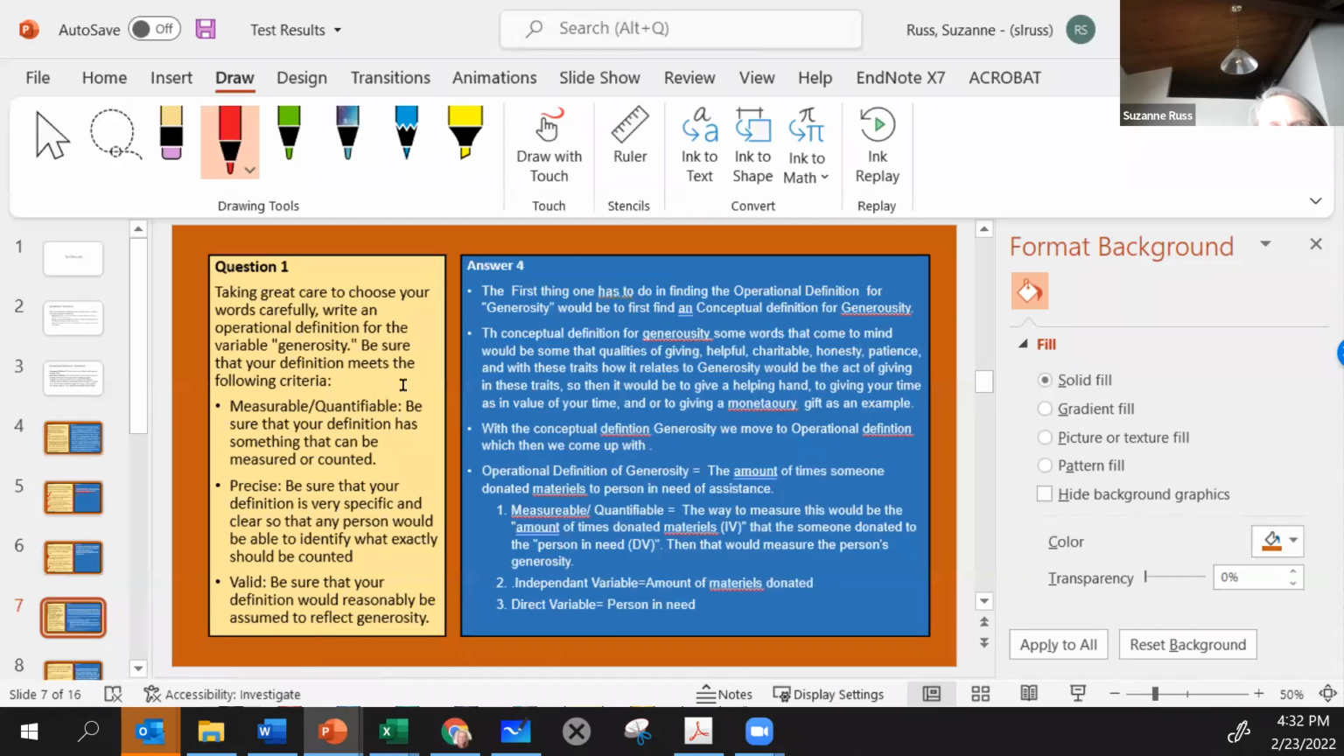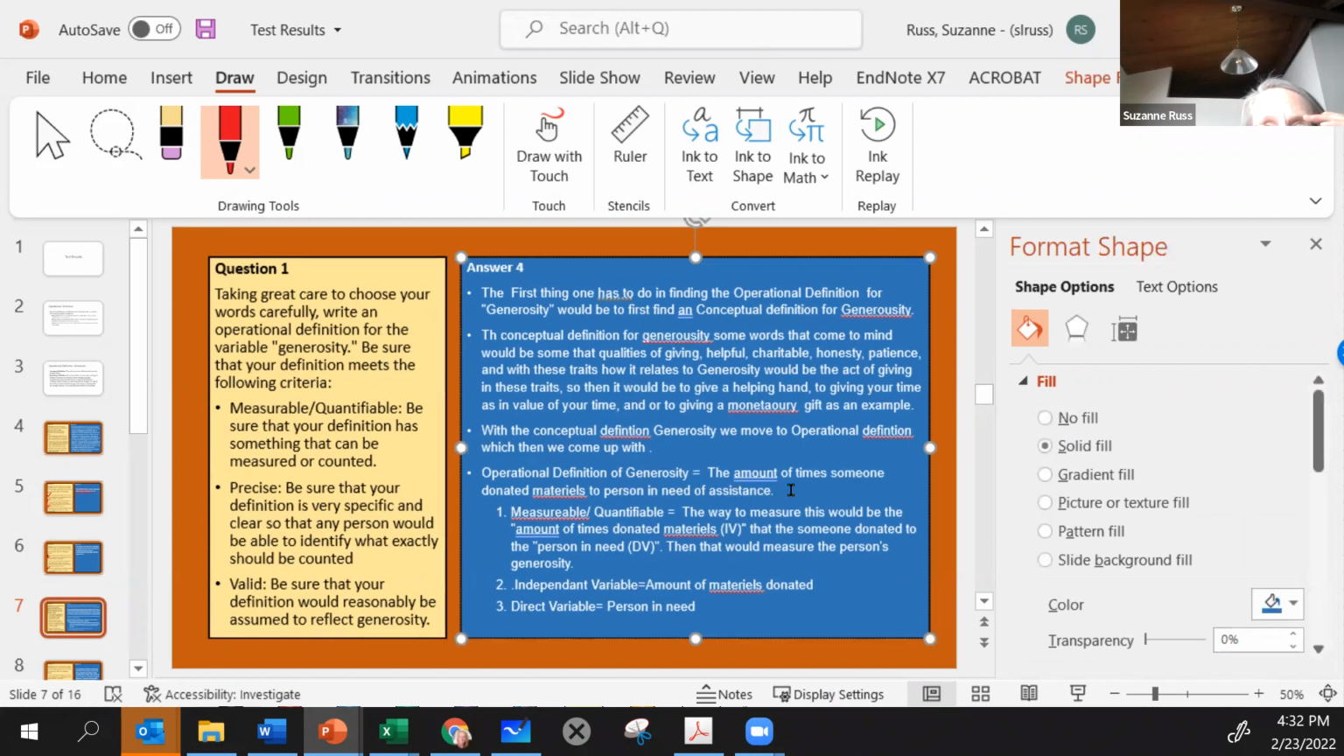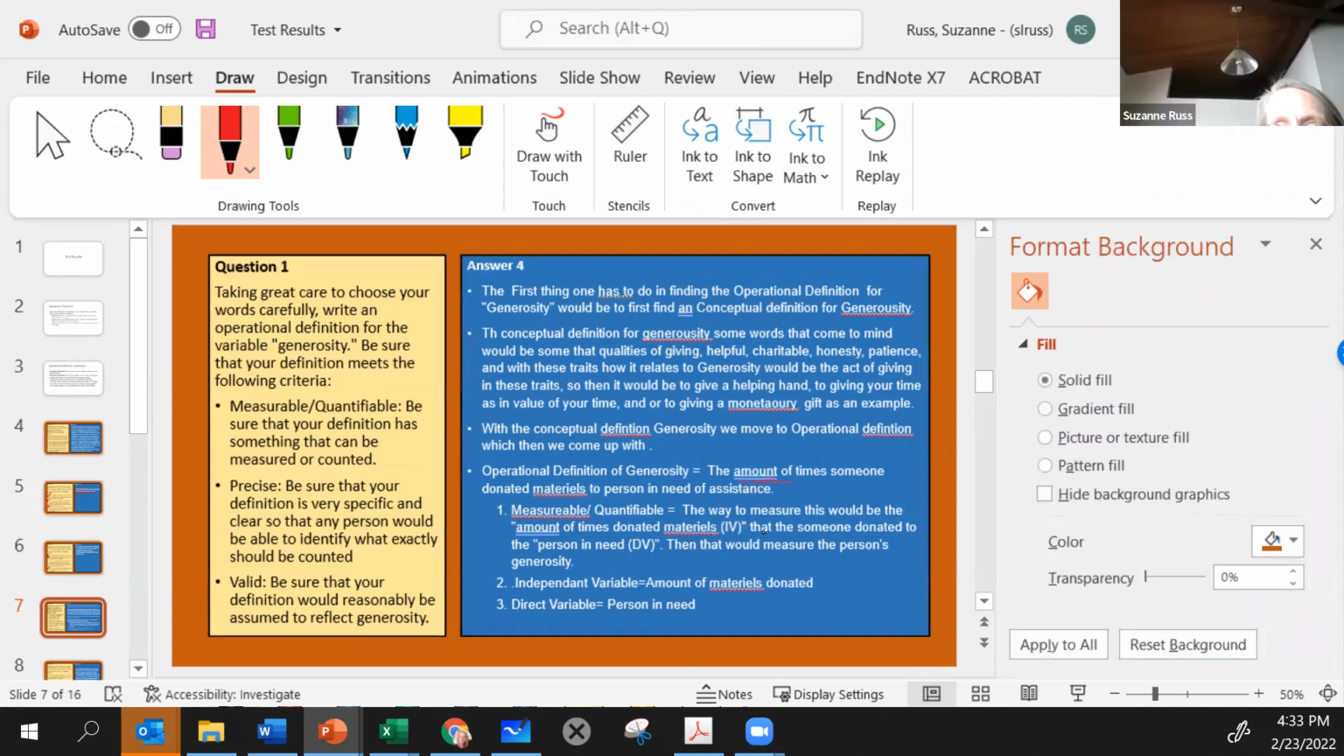Okay, this one starts out with the conceptual definition. Starting in the second bullet point, the conceptual definition for generosity: qualities of giving, helpful. Then we go on to the operational definition: the amount of time someone donated materials to a person in need of assistance. Do we have something that we're going to be putting a number to? Does this meet that criterion? Yes, I think we're looking at a frequency. The number of incidents is what we're going to count.